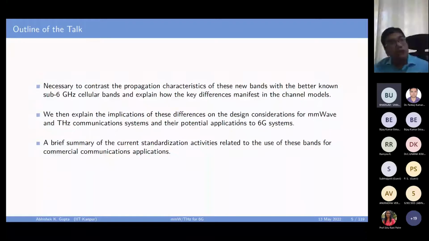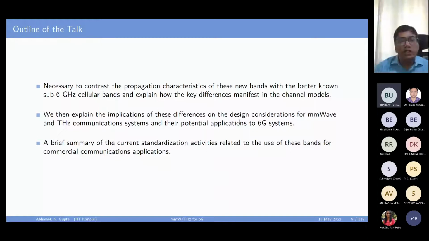When we are going to talk about this, we keep on contrasting them with the older bands, right? So that we actually know what is new. Most of you already know about standard communication in conventional sub 6 gigahertz. So sub 6 gigahertz means the frequencies which are below 6 gigahertz. So these frequencies we have been using for a long time, so people are familiar with that. We want to make sure that we understand what are the key differences with respect to these frequencies.